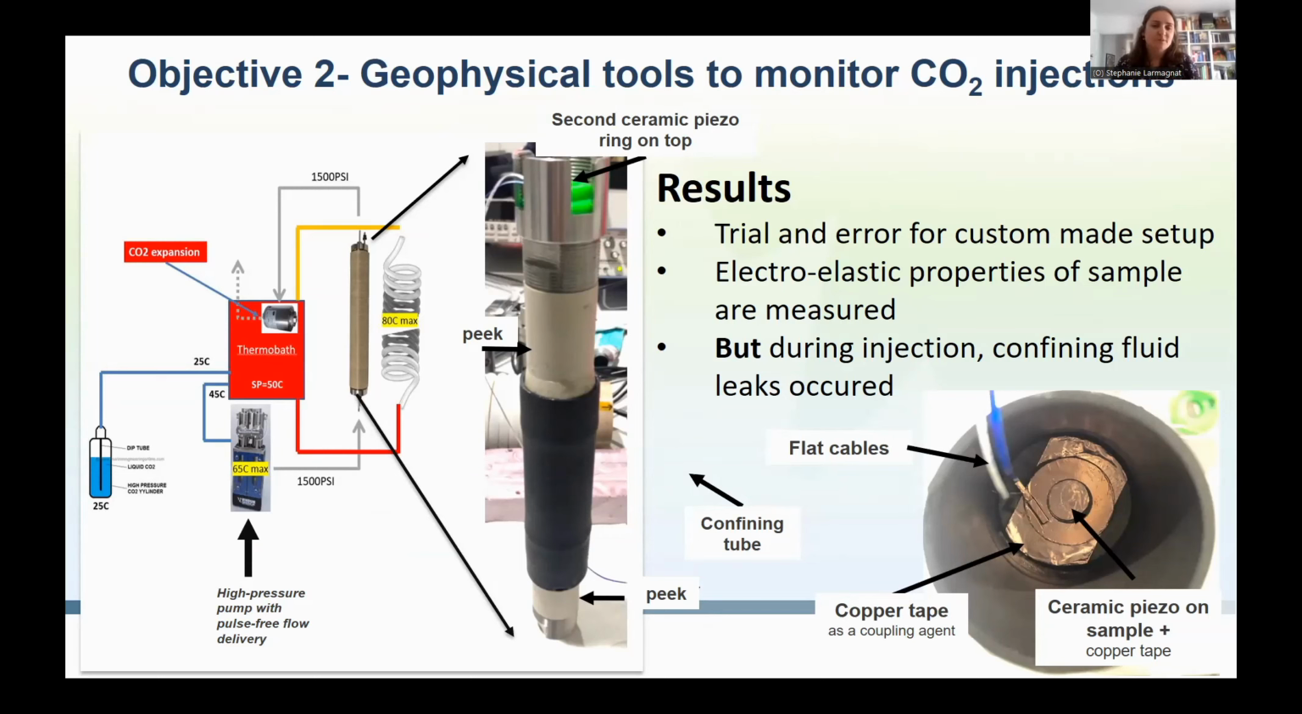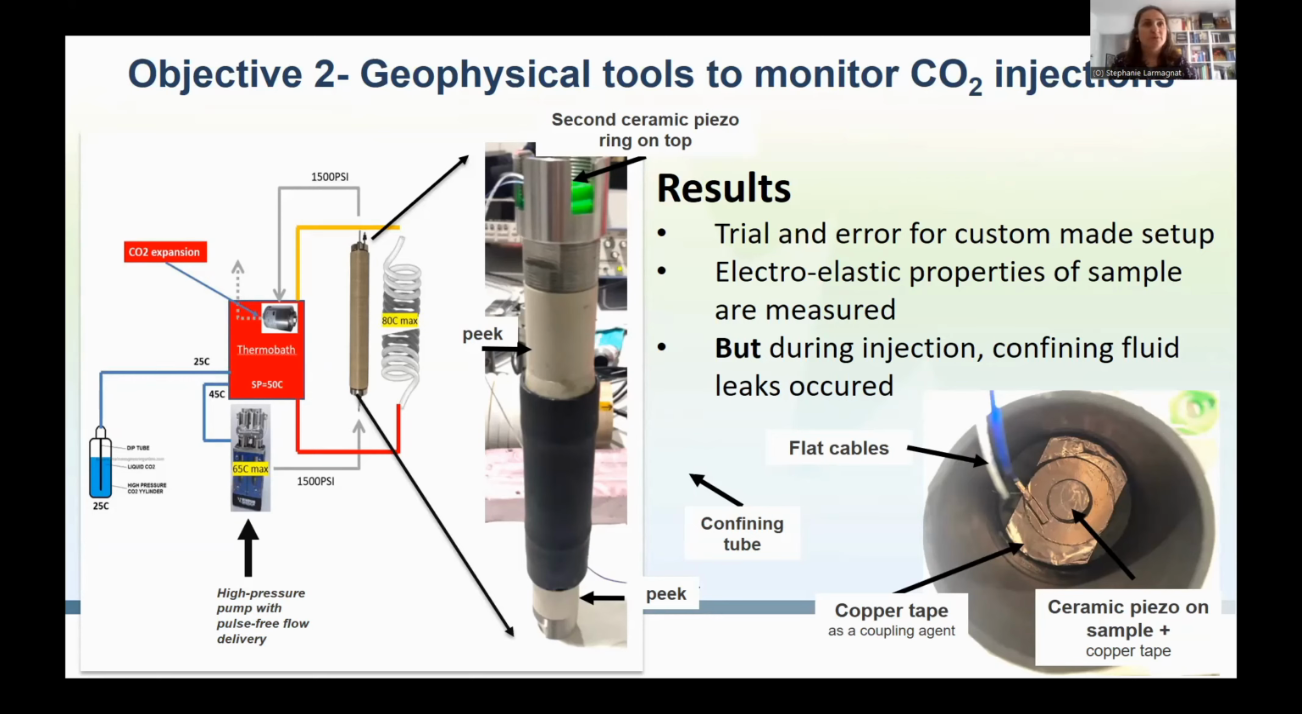Finally, it was working well, measuring the geophysical properties when we were in a dry state, where the sample was in the holder and everything was mounted. But once the injection occurred, there was leakage that was too important to keep the setup going. So it had to be stopped. And considering the procurement issues and the supply chain issues worldwide, it was impossible to have the setup fixed by the end of the year.